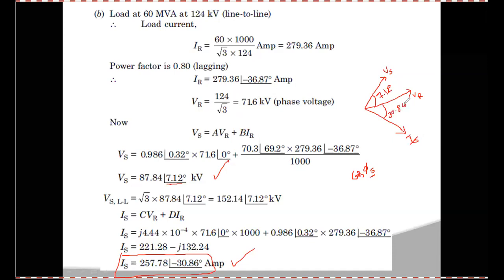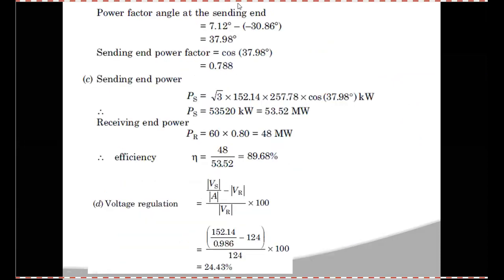Now this phi s angle is the angle between VS and IS. So this total angle is 30.86 plus 7.12 degrees. That is the power factor angle phi s. Then you can determine the power factor as cos of phi s. Here cos of phi s is the sum of these two, 30.86 plus 7.12, which is 37.98 degrees. So the sending end power factor is cos of 37.98 degrees, which is the value of 0.788.